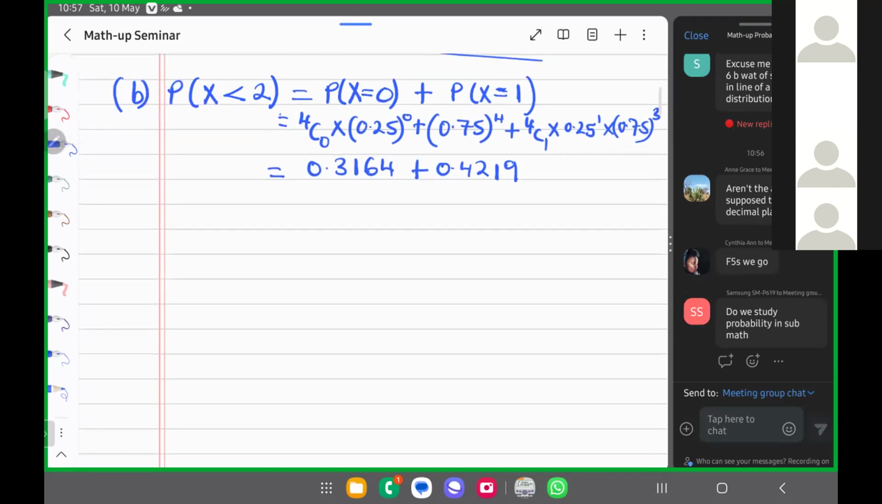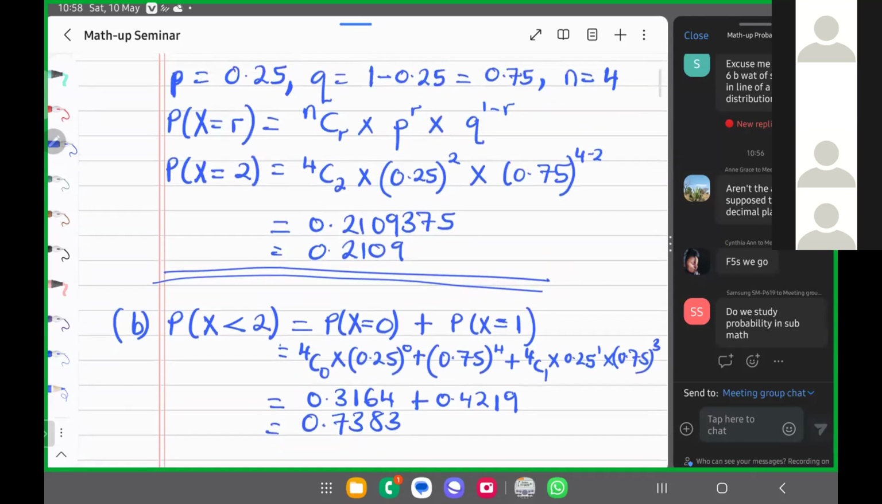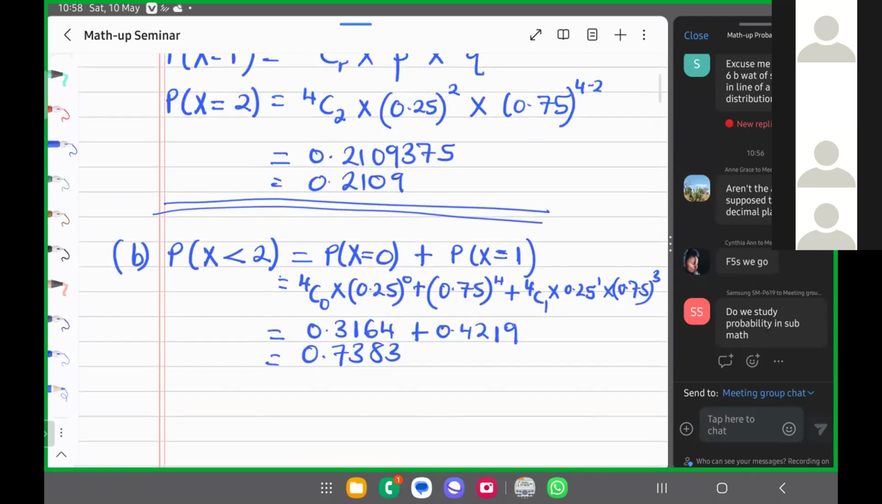Then when we add up those two, what do we get? You can keep more decimal places if you never know the next question you get. This is 0.7383. Or alternatively, since we got the probability of X equal to 2.